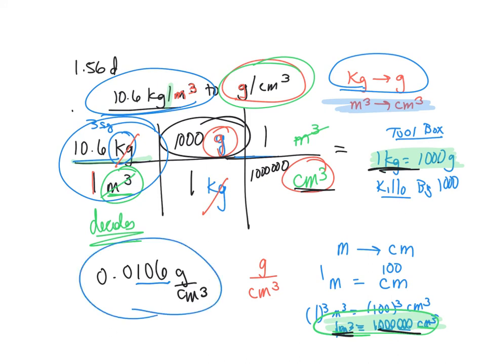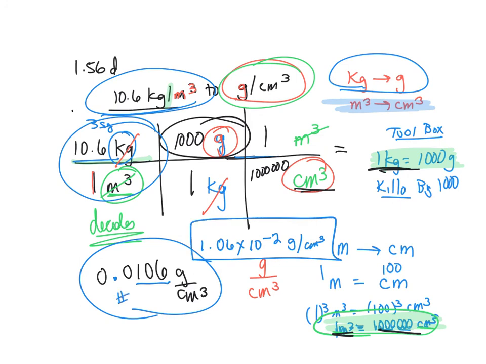If you want to put that in scientific notation, you would do 1.06 times 10, and you move the decimal 2 places. It would be a -2 grams per centimeters cubed. And you know it's negative because this number is less than 1. So if it's less than 1, it needs to have a negative exponent.